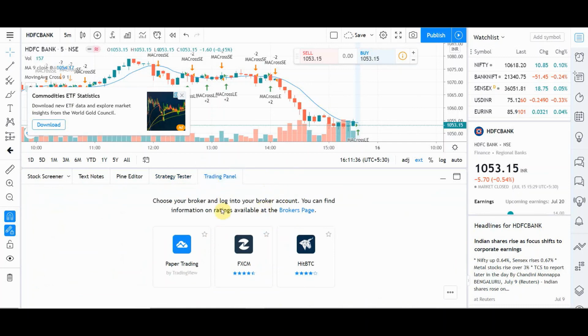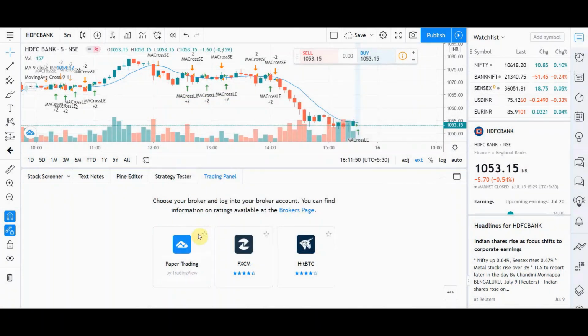And here is a trading panel. Here we can paper trade. Most people have heard of paper trading. Paper trading is trading without using our broker, where we can trade using a demo account, like a paper account, where we can trade ourselves and practice. These two are brokers of US companies, where we are not able to access them.